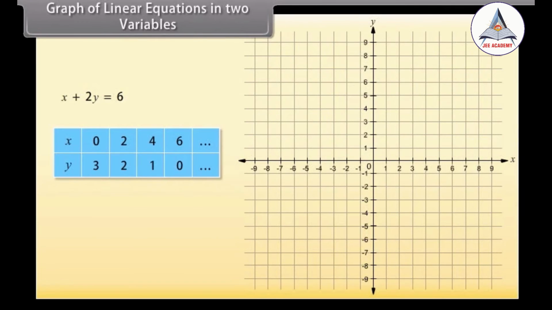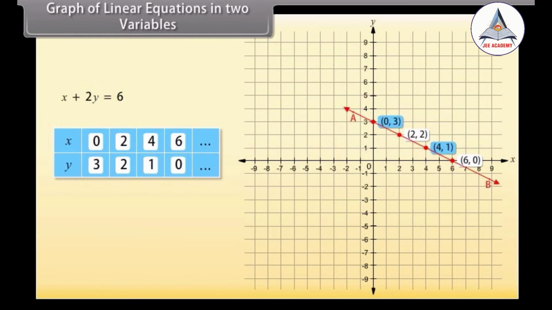Let's first take value x as 0 and y as 3. This is the point we have obtained. Similarly, mark other points on the graph using these values. Now join any two of these points and obtain a line. Let us join (0, 3) and (4, 1). Call this line AB. We can see that the other two points, (2, 2) and (6, 0), also lie on the line AB.